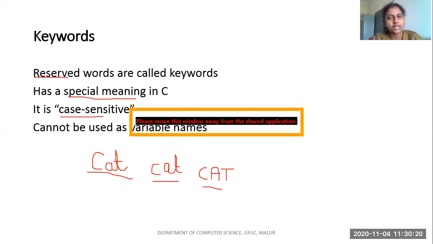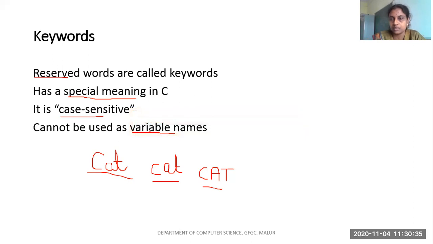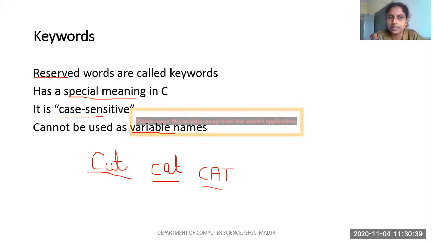In another two or three classes, we will discuss a concept called variables. Since keywords are reserved words, we cannot use them as variable names. You will come across the term variable, and what the meaning of variable is, we will see in the upcoming classes. But there you can't use keywords. Understood? So these are the points about keywords.